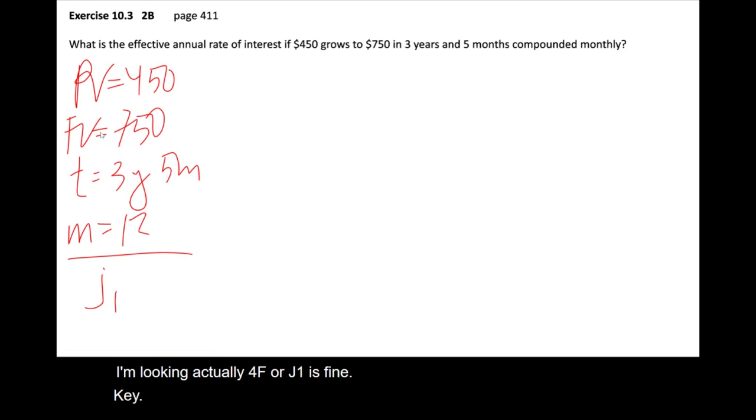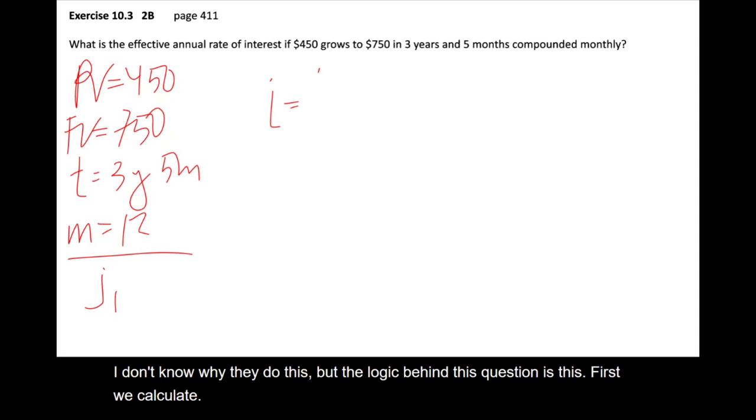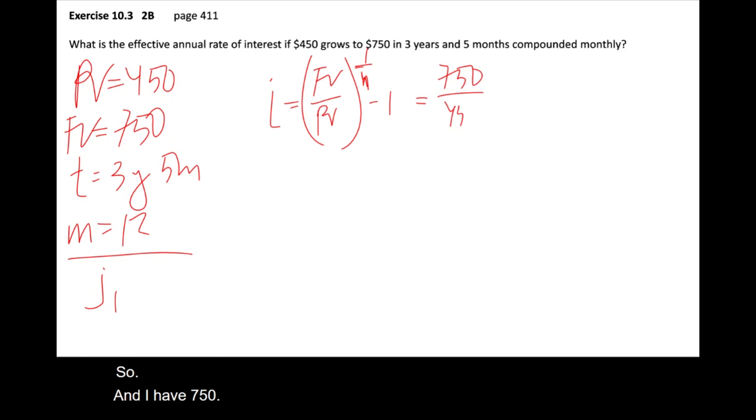Okay, I don't know why they do this, but the logic behind this question is this. First, we calculate using the formula, right? First, we calculate that. So I have 750 over 450, and I do 1 over 36, right? Minus 1. Let's calculate.